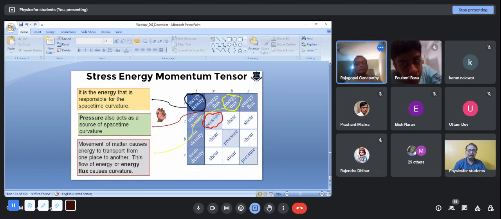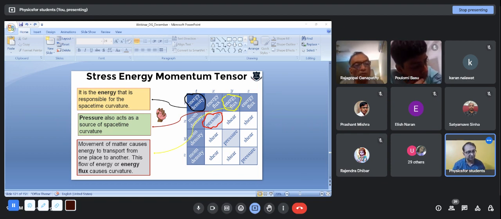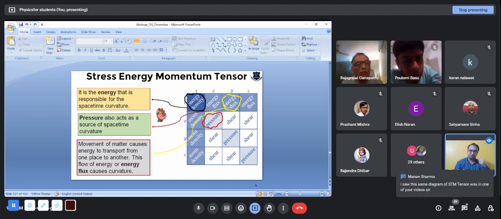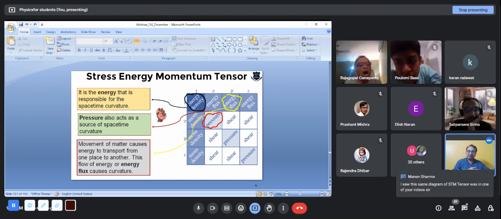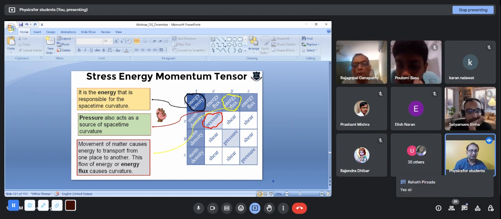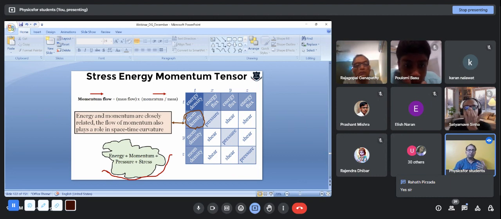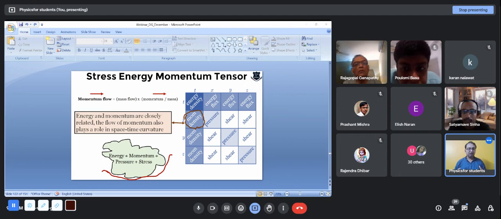Yes, sir. So here you see, if I take the matrix of stress energy, you will see that it measures energy. Energy is responsible for curvature. Pressure is also responsible for curvature. Movement of matter causes energy to transport from one place to another, and it causes the curvature. So all those things, momentum, density, pressure. Rajagopal sir, you being an engineer, I think you will agree to this, right? So all those things actually cause the stress which causes the curvature.